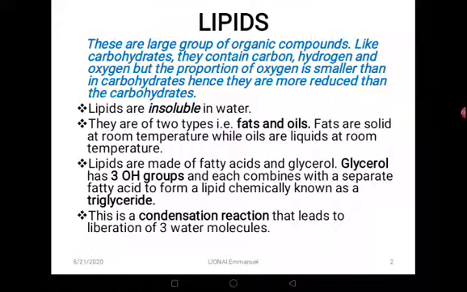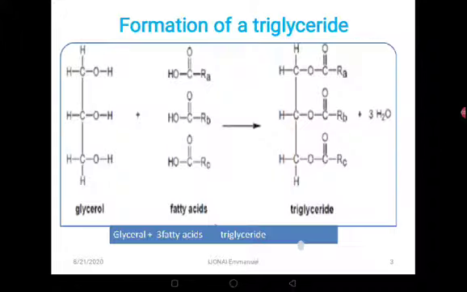A reaction that involves combination of smaller molecules to form a larger molecule with loss of water is what we call a condensation reaction. Similarly, like in carbohydrates, like in disaccharides, like in polysaccharides, also in the formation of triglyceride, a condensation reaction occurs. So you can look at that reaction. From there you can see glycerol plus 3 fatty acids to form 1 triglyceride molecule plus 3 water molecules, as you can see from there.